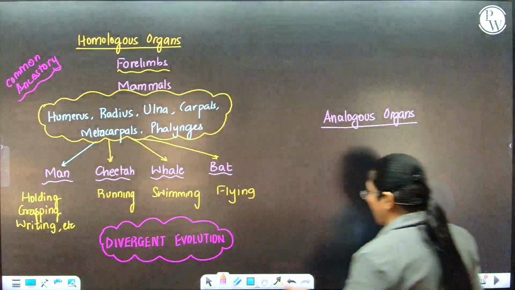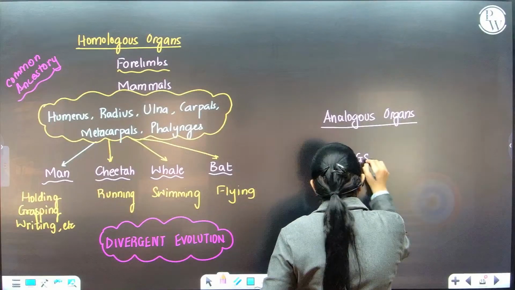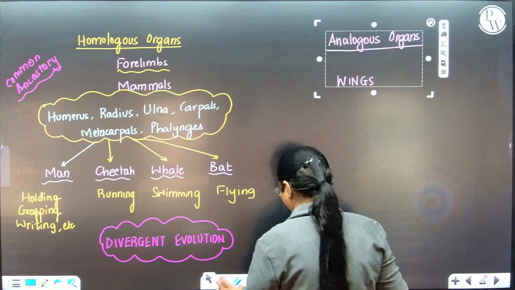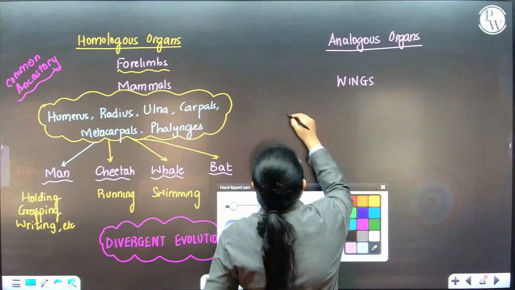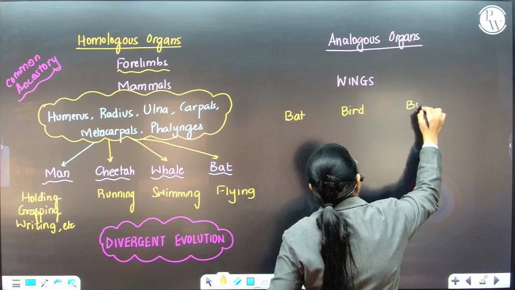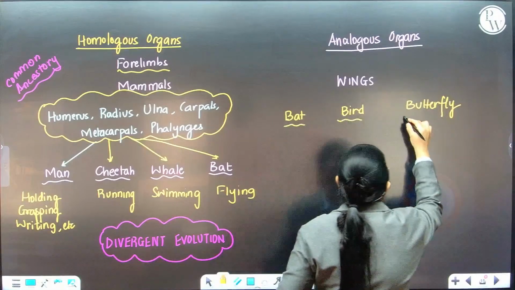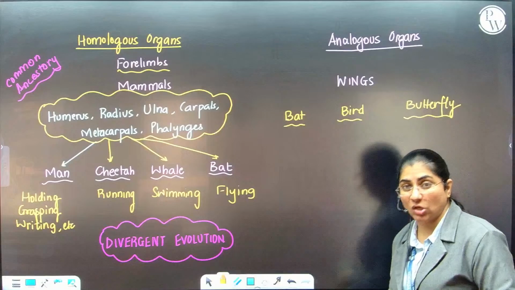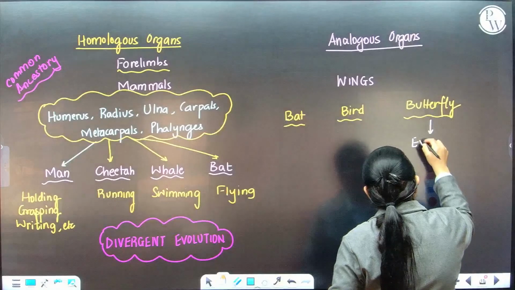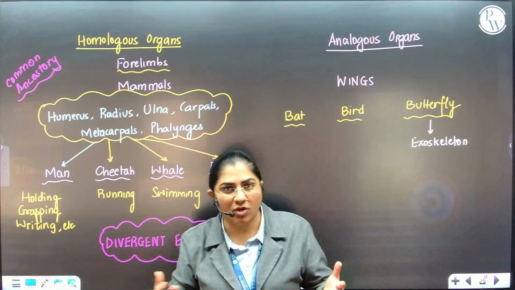So if we are talking about the wings, wings of bat, wings of bird, wings of butterfly. So here you see one is a mammal, another is aves, and another one is arthropoda, that's a non-chordate. When we are talking about wings of butterfly, it is the exoskeleton that is modified to form wings. What is it? It is the exoskeleton modified to form wings.